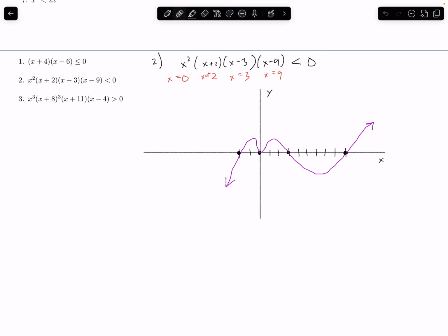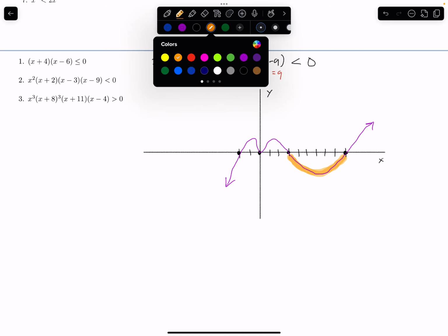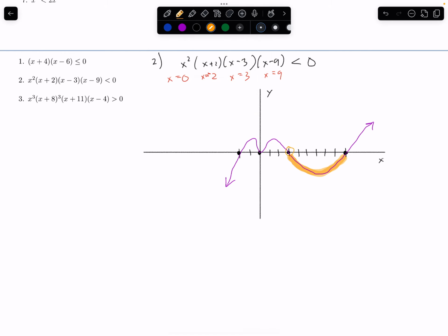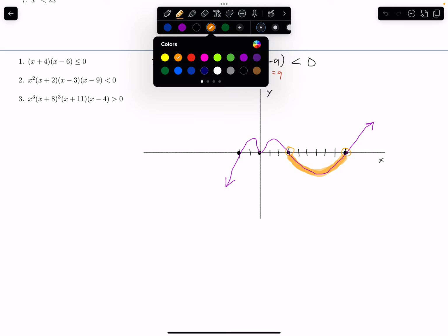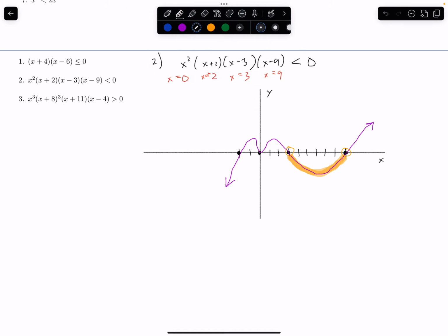Okay, now, easy, yeah? From here, just gonna highlight the spots that are less than 0. So less than 0, it looks like only this one region right here. Notice this time, because it is strictly less than, that means I'm not gonna include these points right here. So I should have the soft brackets. What do you call those things? The soft brackets. Okay, here's the answer.